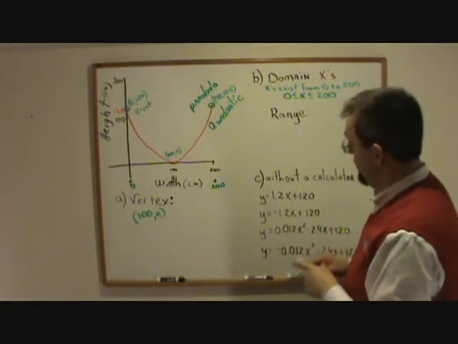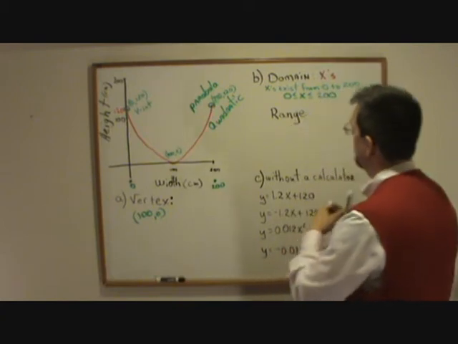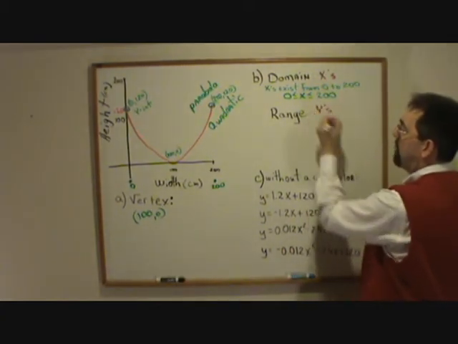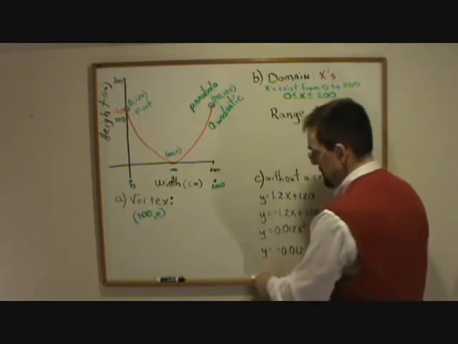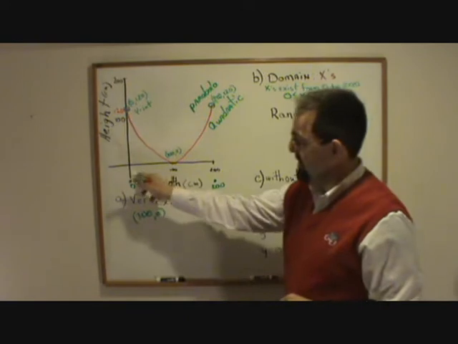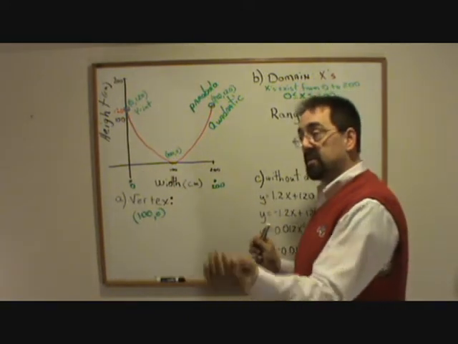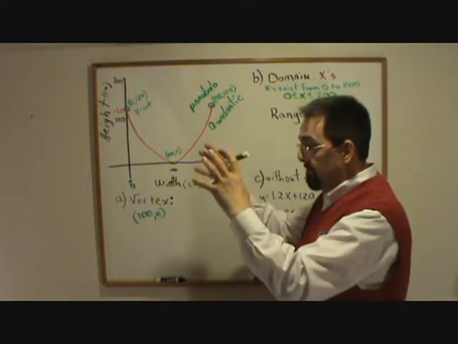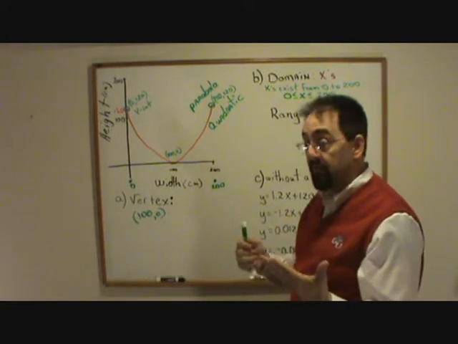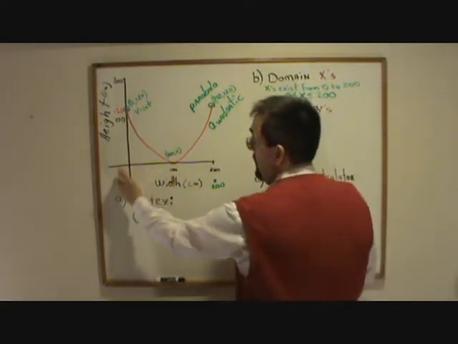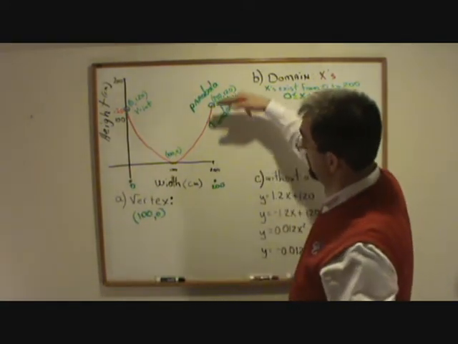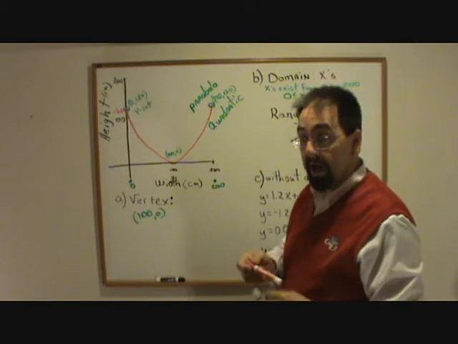Now let's look at the range. The range is all the possible y values that can come out of the x's. Remember, x's are the input, then we have the operation, then we have the outputs, or the y values. Well, if these are the only x's we can put in, then we can look and see the only y's that come out.